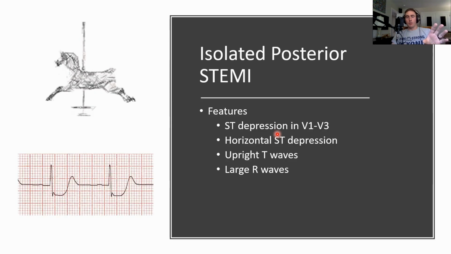So just a quick review of posterior STEMI. So remember, generally, posterior STEMIs don't occur in isolation, but sometimes they do. And we actually had a case of that. So what you're looking for is horizontal ST depression in the anterior leads, and it's going to look something like this: upright T wave and a large R wave. Imagine a carousel horse. It kind of looks like a carousel horse.